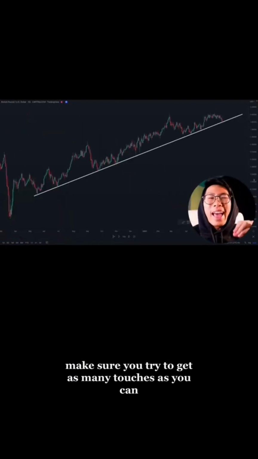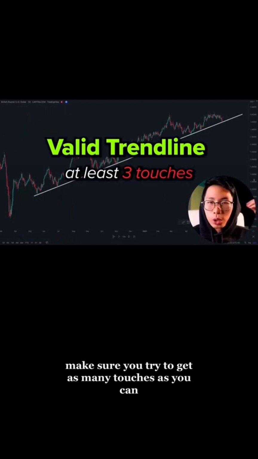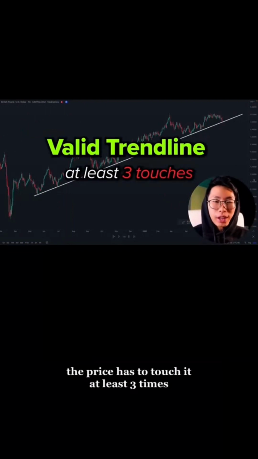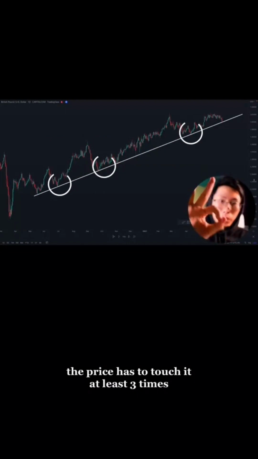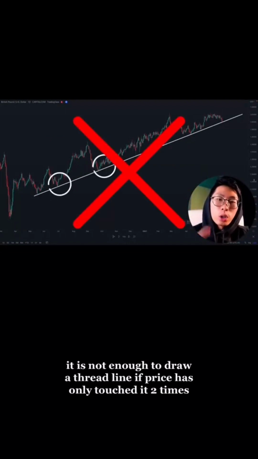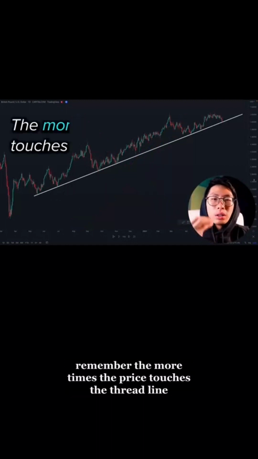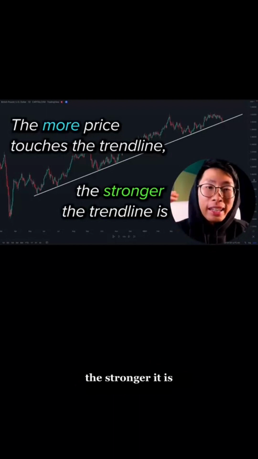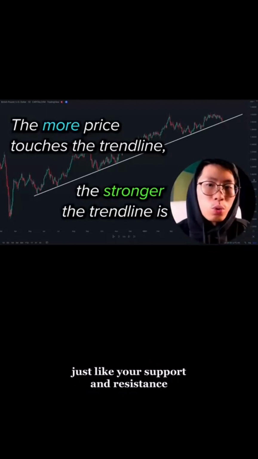Make sure you try to get as many touches as you can, because for a trend line to be valid, the price has to touch it at least 3 times. It is not enough to draw a trend line if price has only touched it 2 times. Remember, the more times the price touches the trend line, the stronger it is. It's just like your support and resistance.